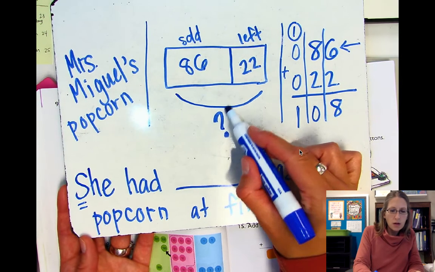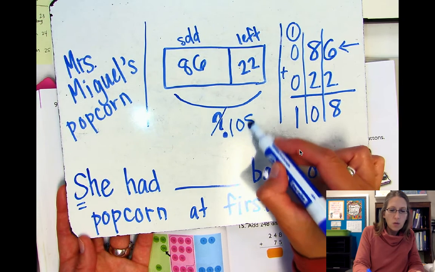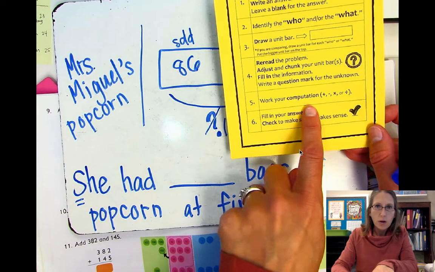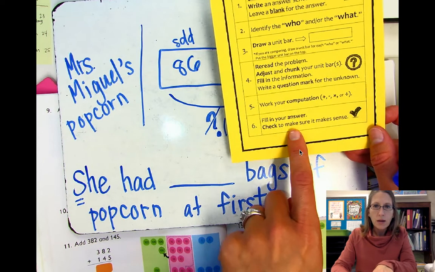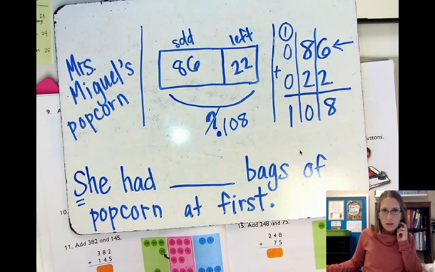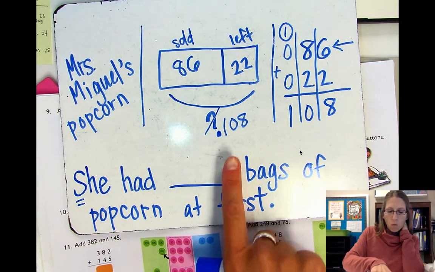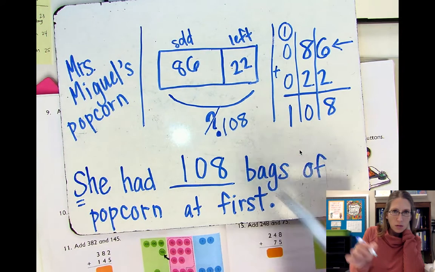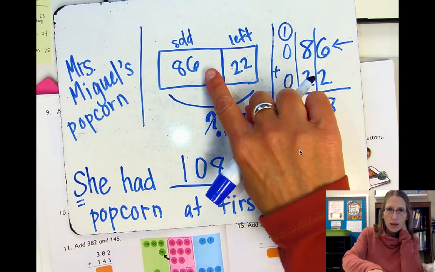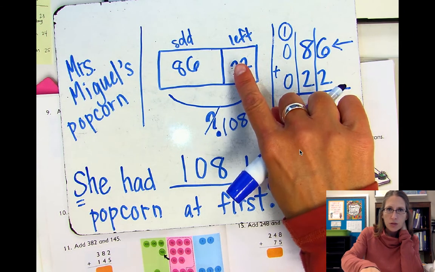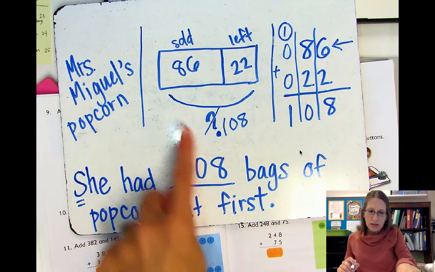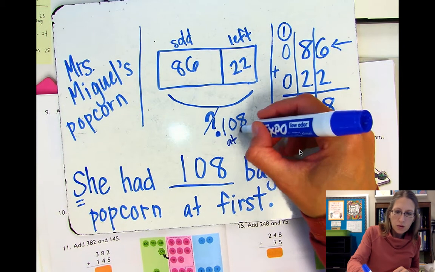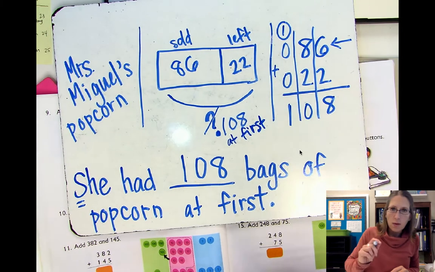Let me go over here, cross off my question mark. So let me see, what are we doing? We're working our computation, and then we're filling in our answer and checking to see if it makes sense. Would that make sense if she had 108 bags of popcorn at first? Because she sold 86 of them, and then she had 22 bags left. Yeah, that would make sense because this number is bigger. That's our whole number, how much she had at first. So yes, that would make sense.